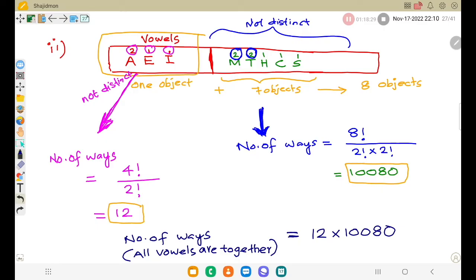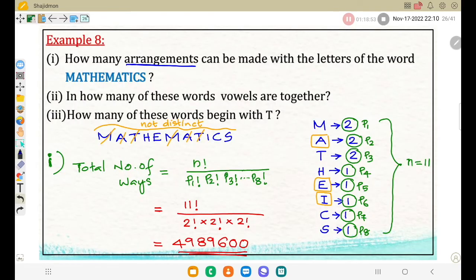Correct? You can check by using multiplication rule. You can check by calculator. 12 multiply 10080. Correct? You will get the number 120960. Bigger numbers. 120960 ways we can arrange. All vowels should be together, like that. Okay. So this is the second part of the question.